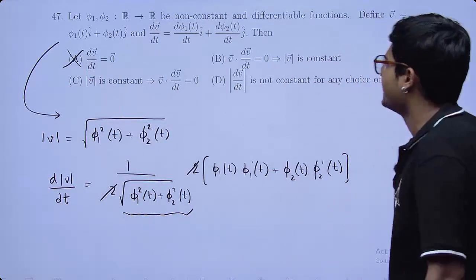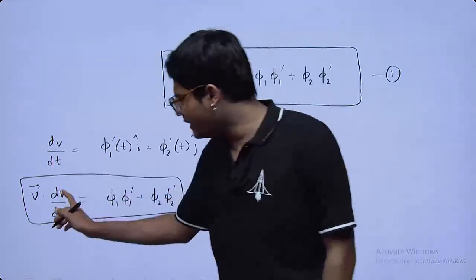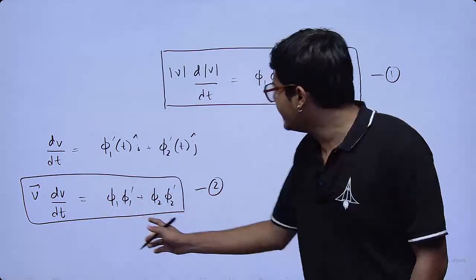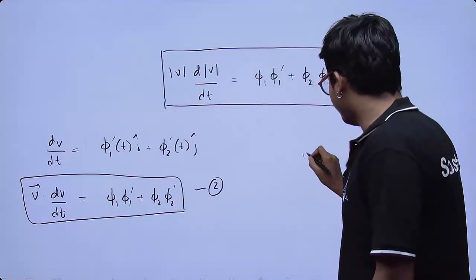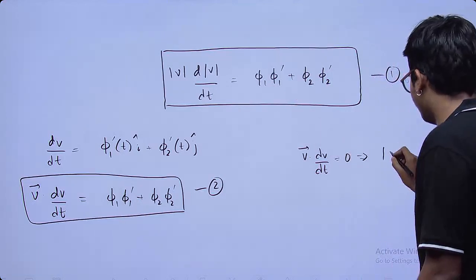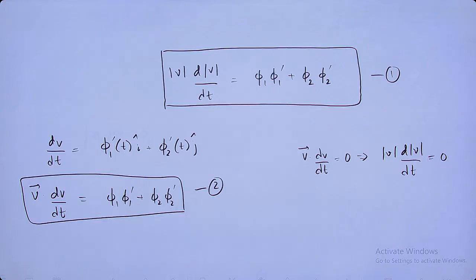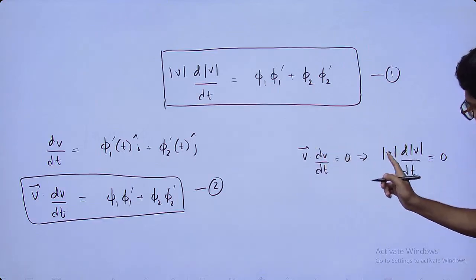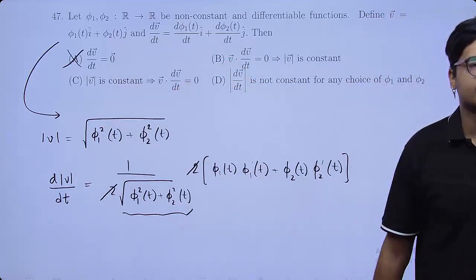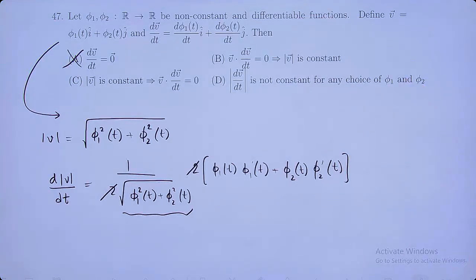What about option B? It's given that if v dot dv by dt is equal to 0, then what will we get? See, if v dot dv by dt is equal to 0, it basically means this entire quantity is 0. So v dot dv by dt equal to 0 implies that mod v times d mod v by dt is equal to 0. Yes or no? But obviously, this quantity mod v can't always be equal to 0. It would depend on the values of phi1 and phi2. These are non-constant functions, so they can't always be 0, both of them at the same time, right?